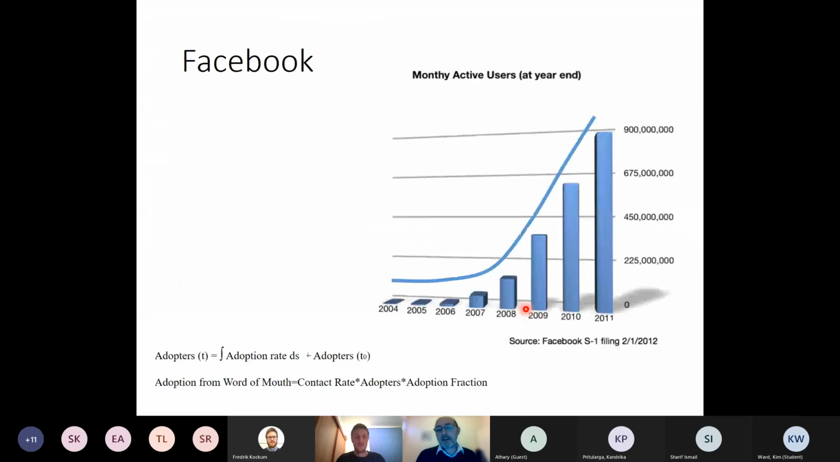But let's see something that is more contemporary. And here I'm going to stop for a moment for you to do your initial practice model, and we will do a simple model of Facebook.